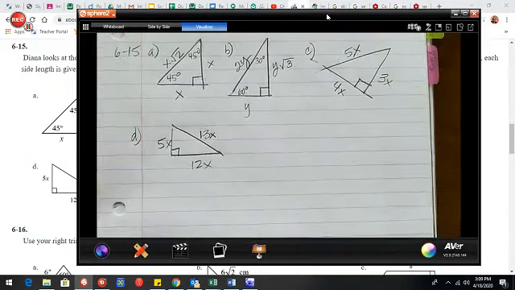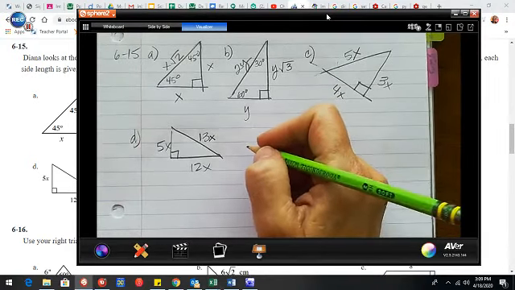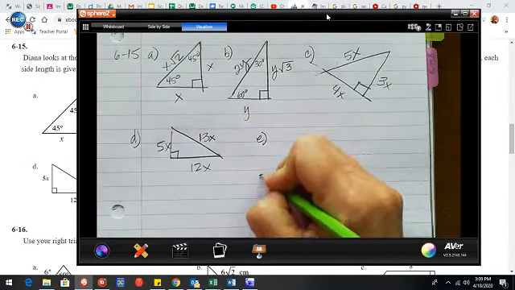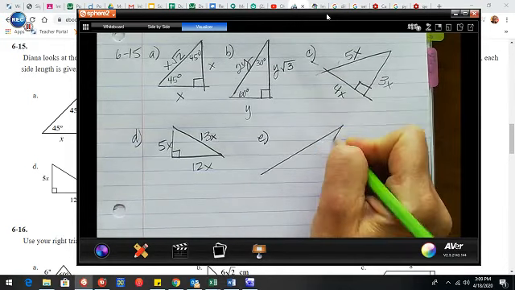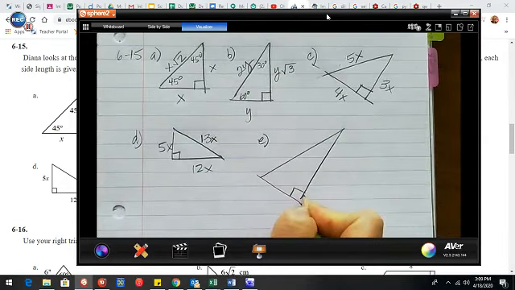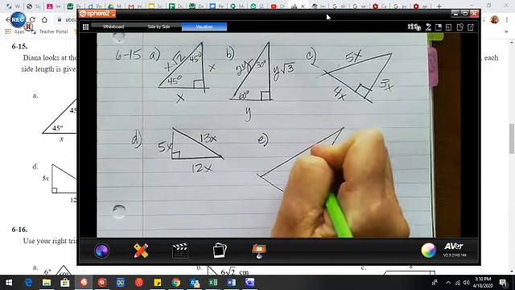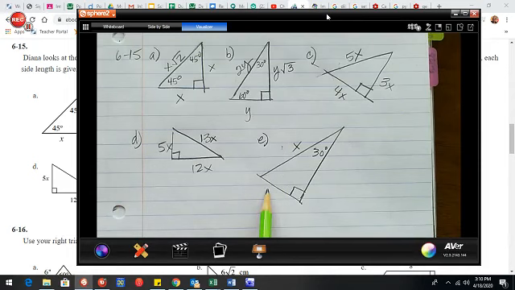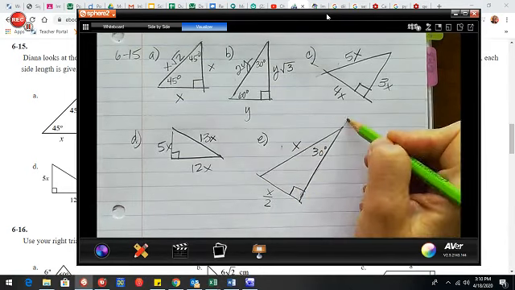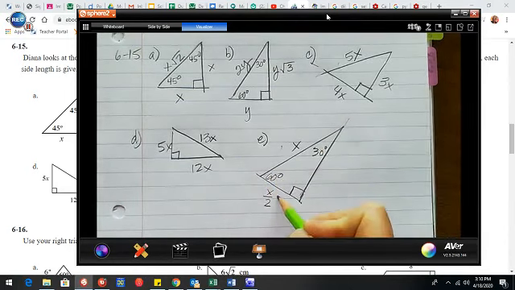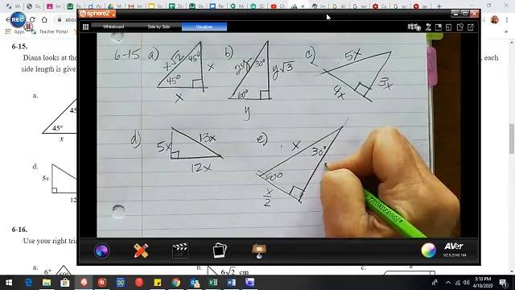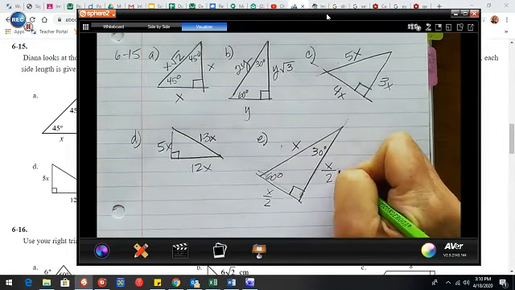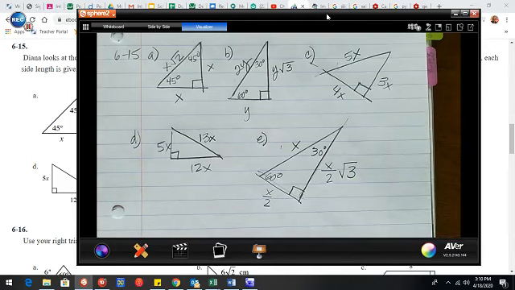Okay, and then for E, you have a 30, 60, 90 triangle, and your hypotenuse is x. Hypotenuse is double your short leg. So your short leg is half of your hypotenuse, and then your long leg is whatever this short leg is times the square root of 3. So this would be x over 2 times square root of 3.